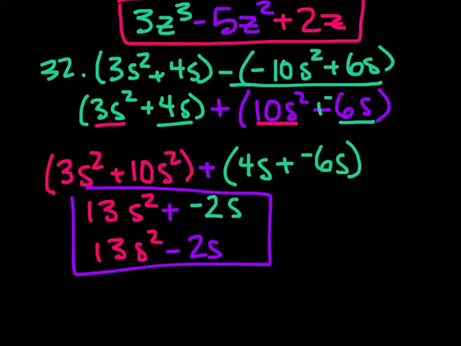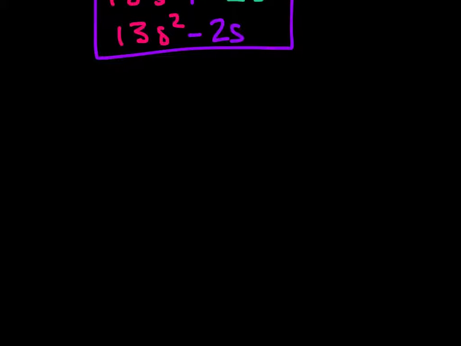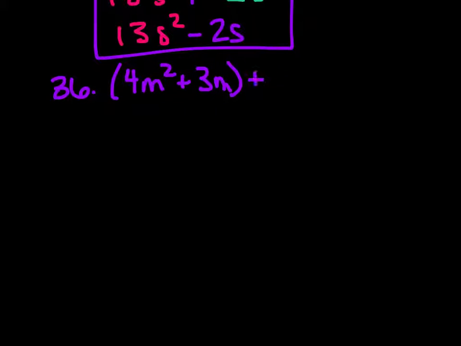Next one, 36. So 36 is the following. I think I'm under purple now, I'm not sure. 36. We have 4m squared plus 3m plus negative 2m squared. Let's add these up. Let's figure it out.